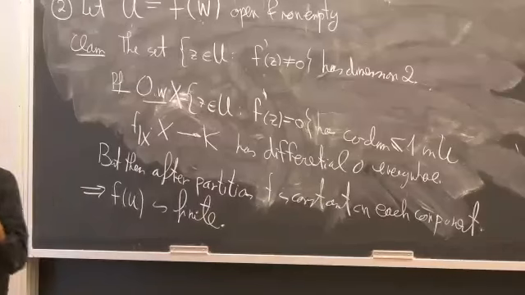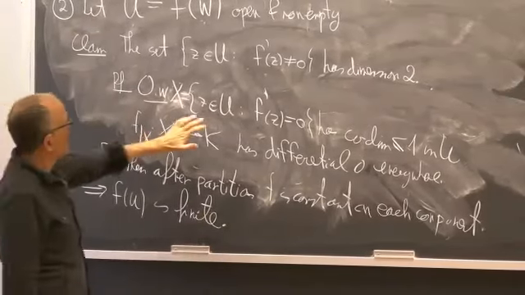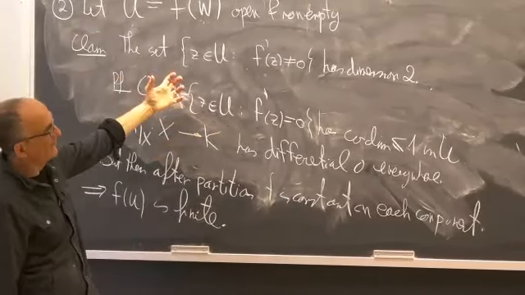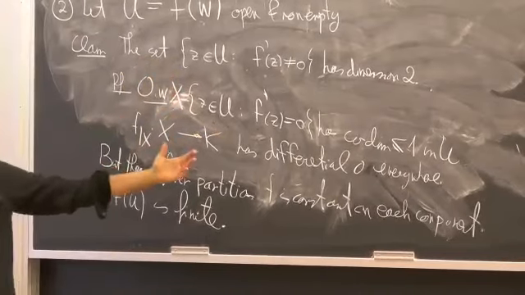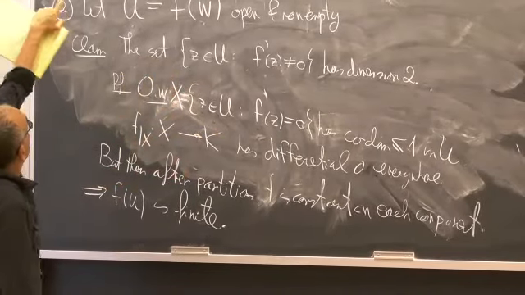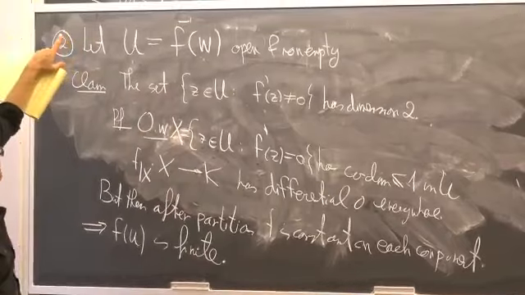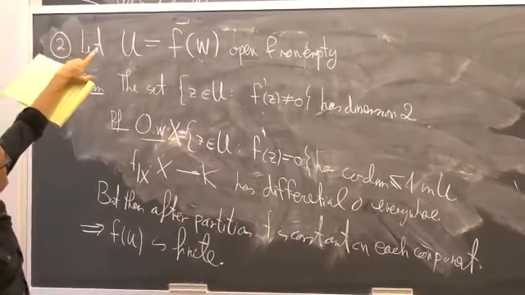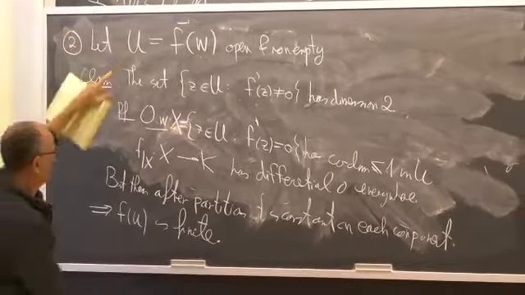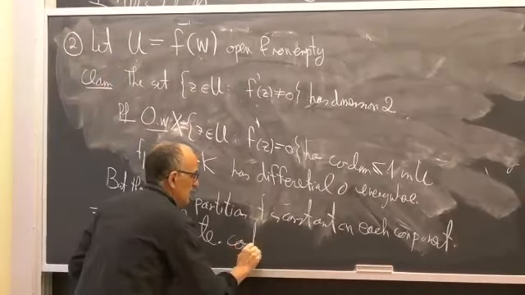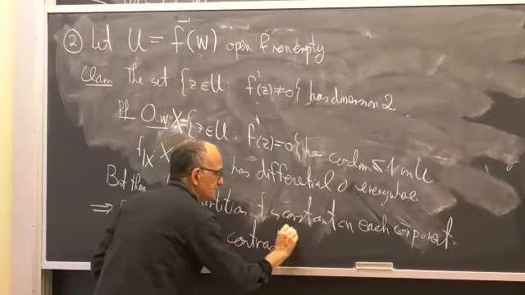Right? By continuity, if you have a dense set of U in which you have finitely many values, then F takes only finitely many values on U. But this contradicts one, because we said that inside W, F of the intersection W is infinite. So this is contradicting one.